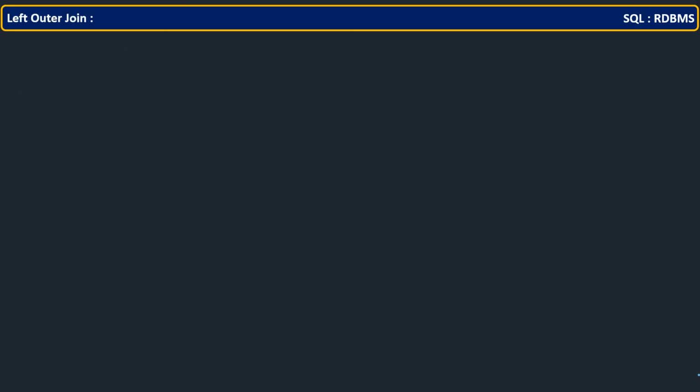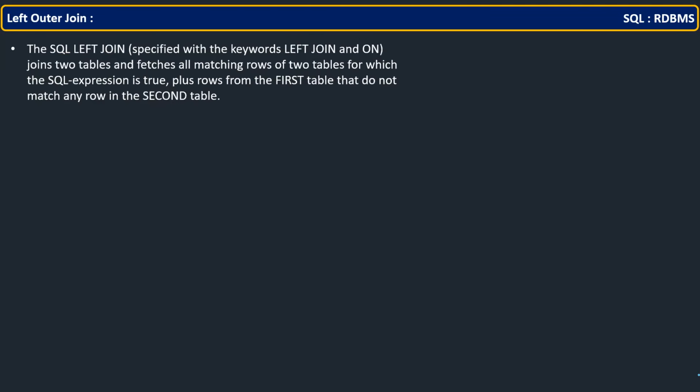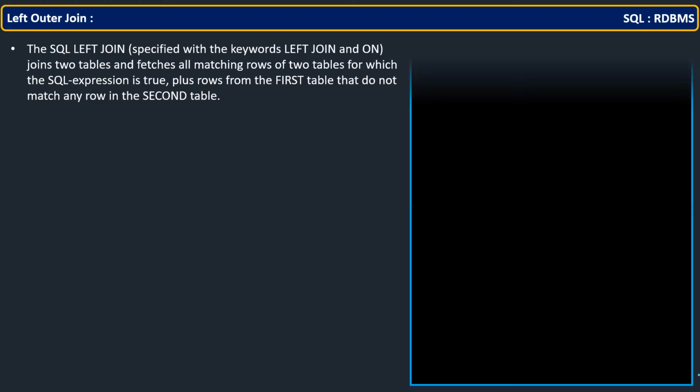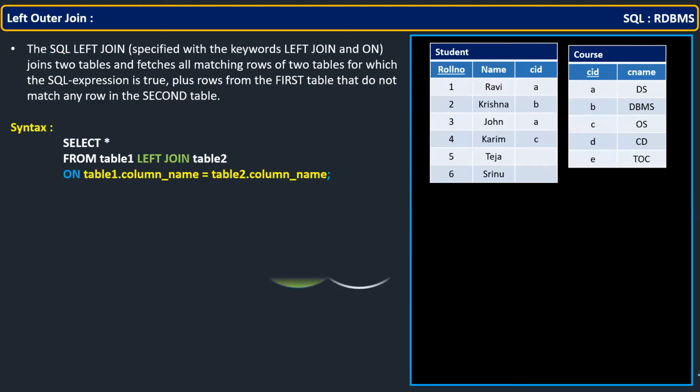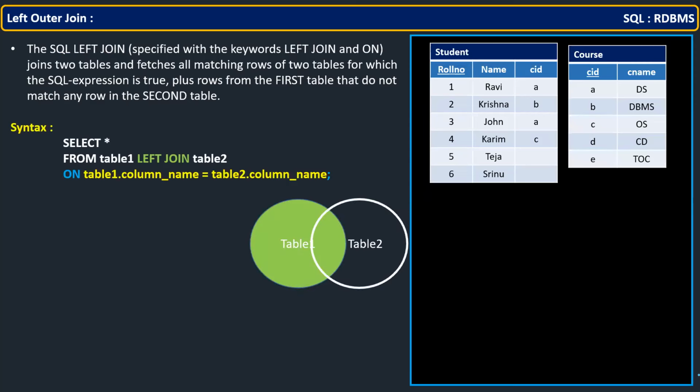So left outer join, let us try to understand in a simple manner. Don't worry about this statement. We'll come back to that statement after understanding with the diagram. So you see, this is table 1. Is it or not? And this is table 2.